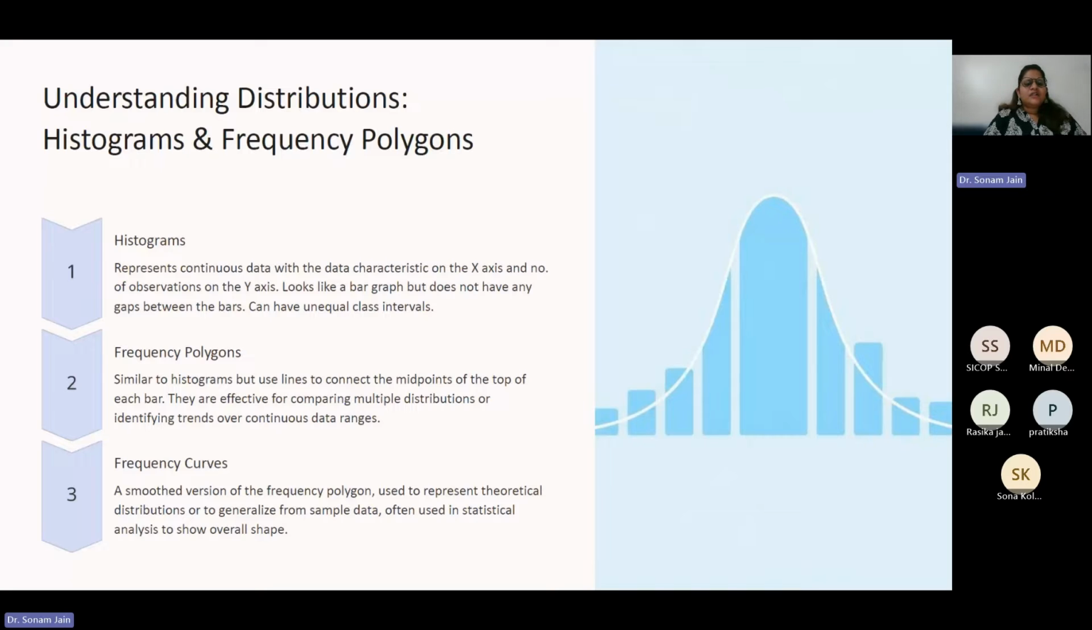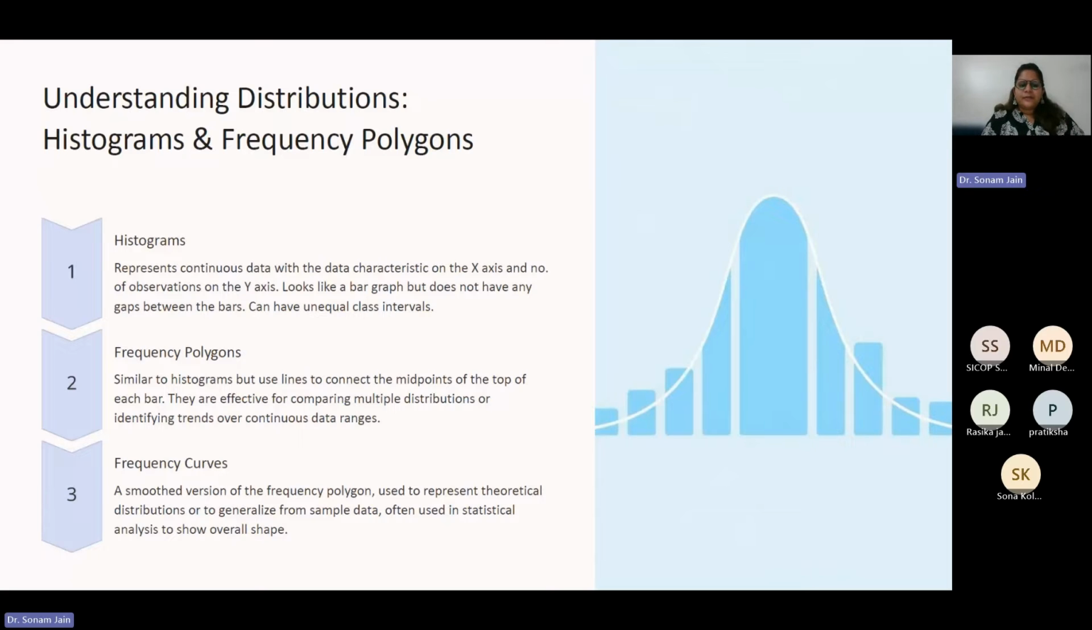Next, we have understanding distributions, that is histograms and frequency polygons. I hope you have understood bar diagrams. If you have continuous data, that means there are no gaps between your bars in a bar diagram. A stacked bar diagram is nothing but a histogram.